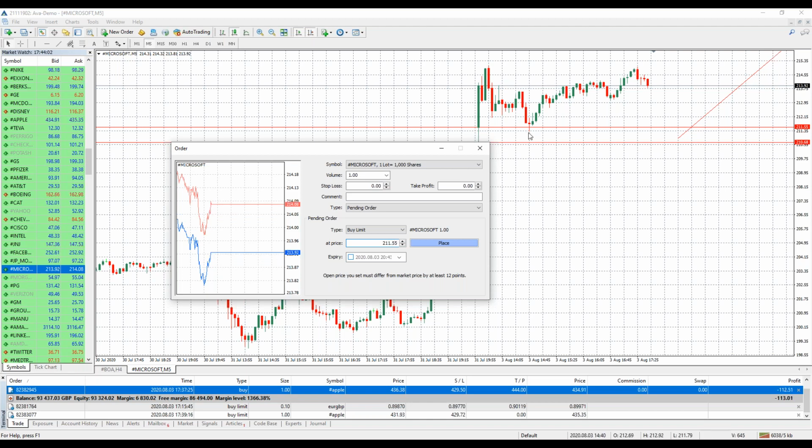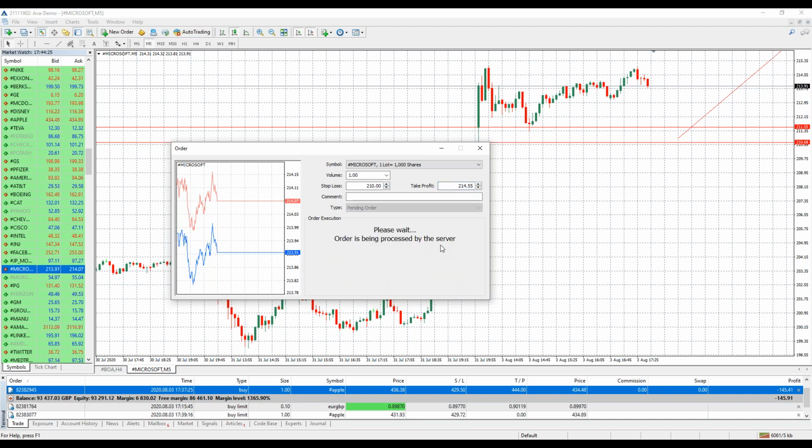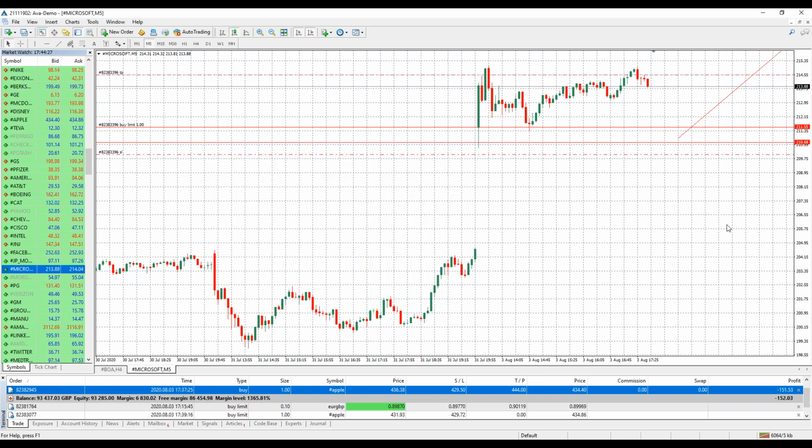211.55, stop loss below the gap, 210, let's say, or somewhere thereabouts, gets you below the open price today. And your take profit could be back up near the high at 214.5. Just an example. None of these simulations are meant to be me telling you these are the exact trades you should take. But now we're prepared with a pending order on Apple, just in case it drops towards the open price today, going in the direction of the fundamental news with a buy limit pending order.